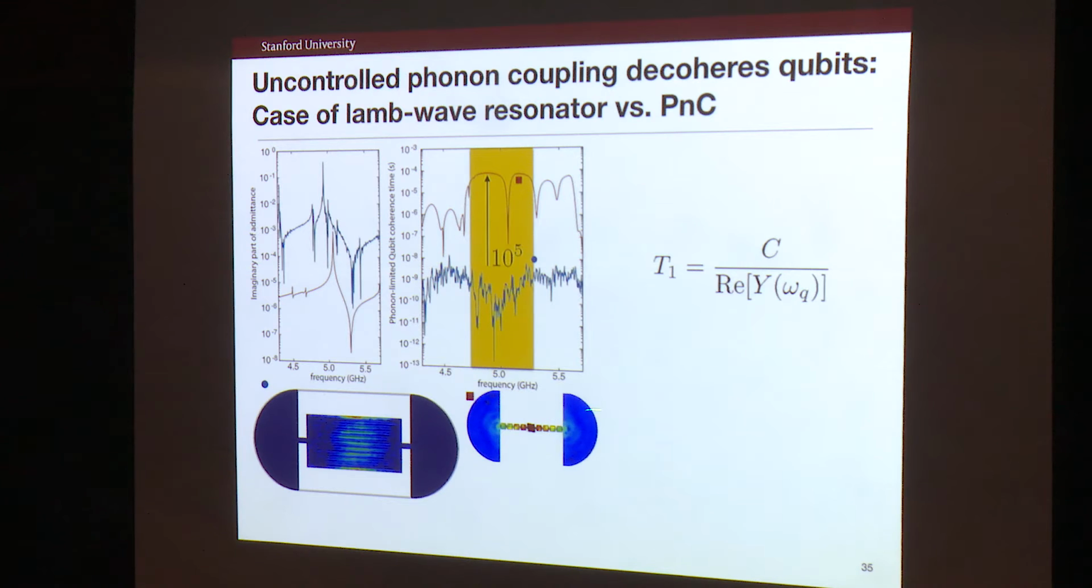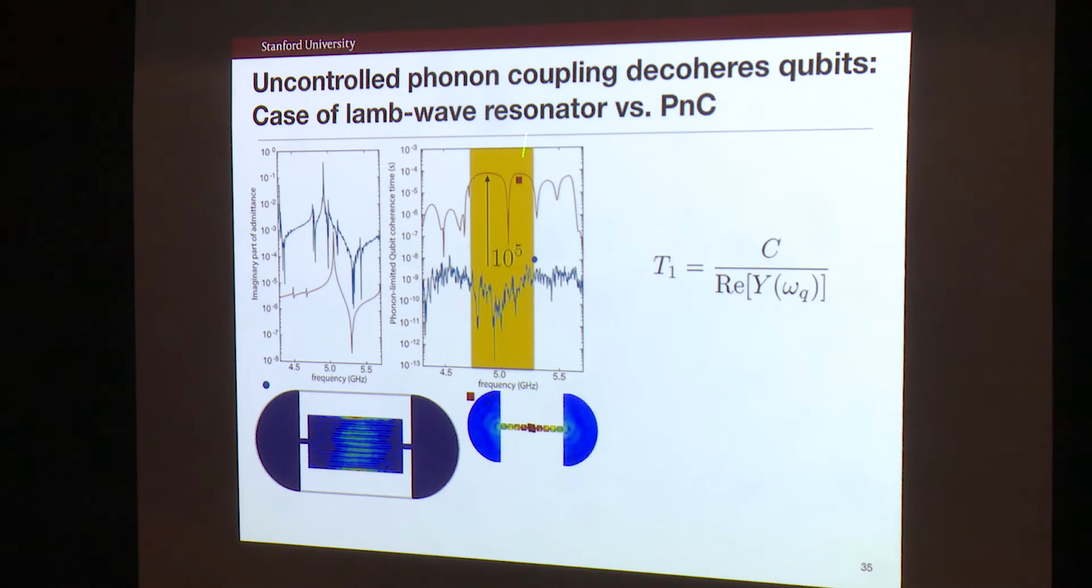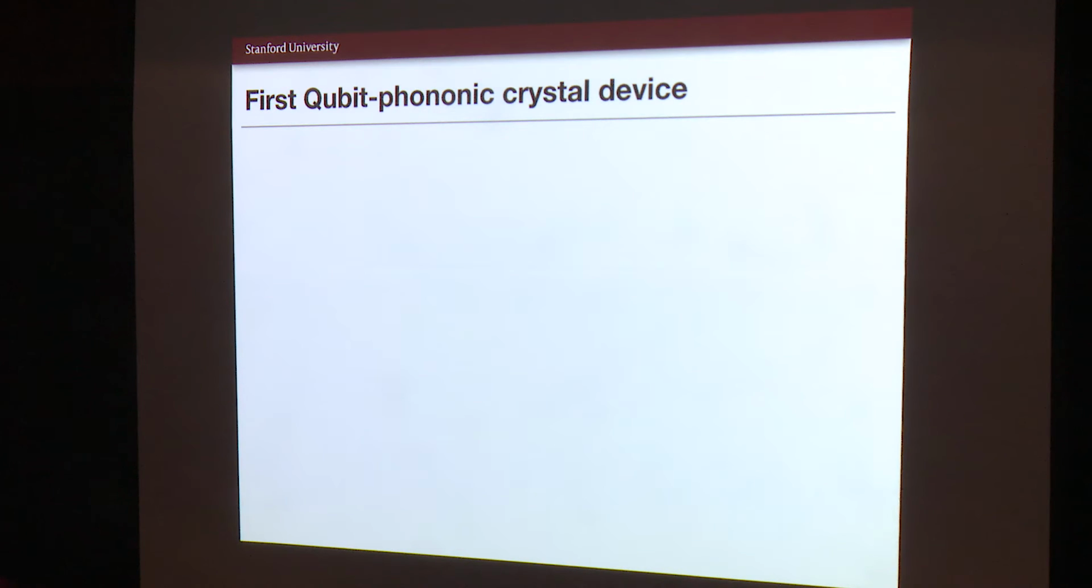If you go to these phononic crystals, you get something like 10 to the 5 increase in the coherence time. So the phononic crystal both makes the mechanical lifetime longer, and it makes the qubit lifetime longer, and that's why we're using it.